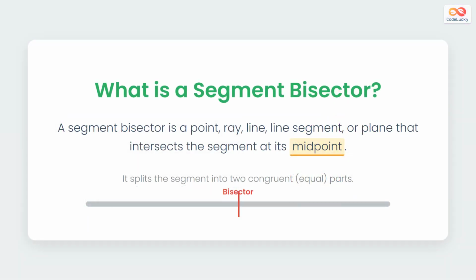Here is the formal definition. A segment bisector is any point, ray, line, segment, or plane that intersects a segment at its midpoint. The key takeaway is that it splits the original segment into two congruent or equal halves.